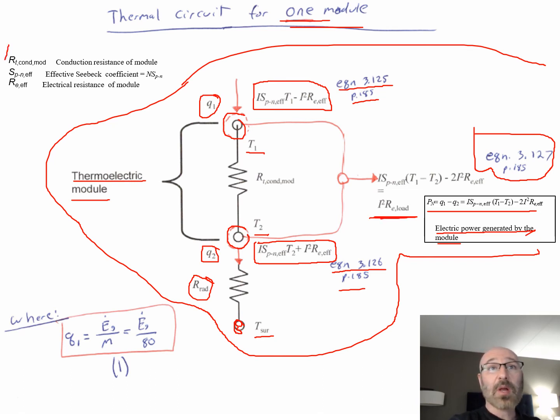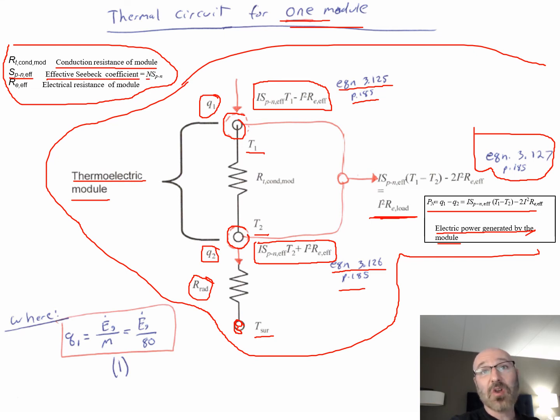And you recall, we can come up here for our variables. Our R sub T, the conduction resistance of the module. Our S sub p-n effective is our effective Seebeck coefficient, which is our number of modules times our S sub p-n. And then we have our R sub E effective, or electrical resistance of the module. So those can all plug in where they go in equations 3.125, 3.126, and 3.127 as well.